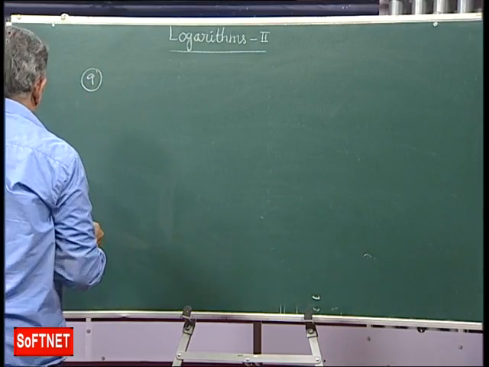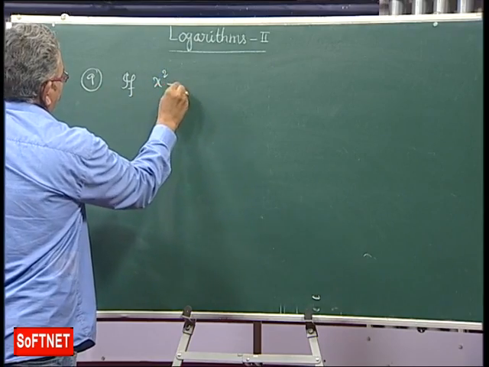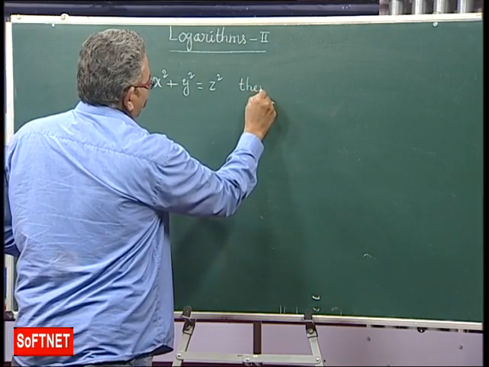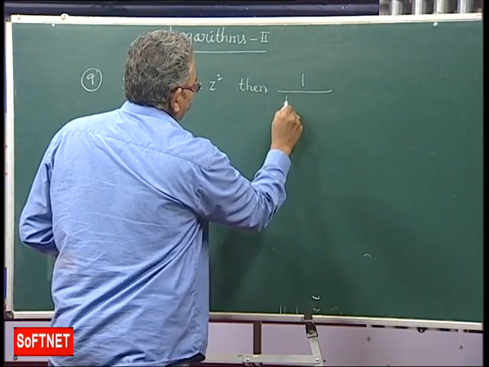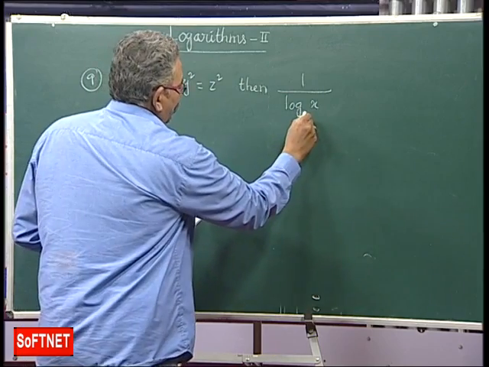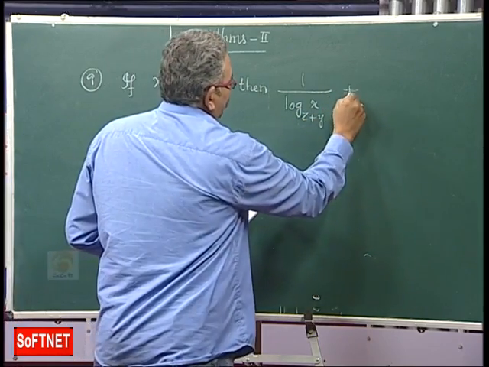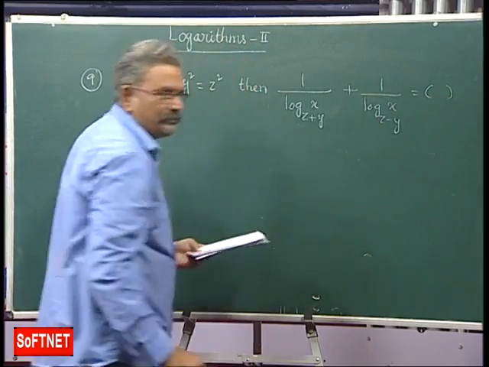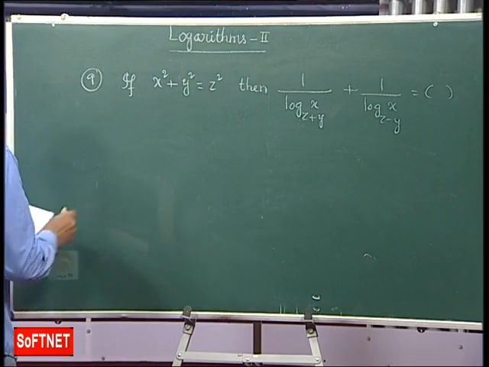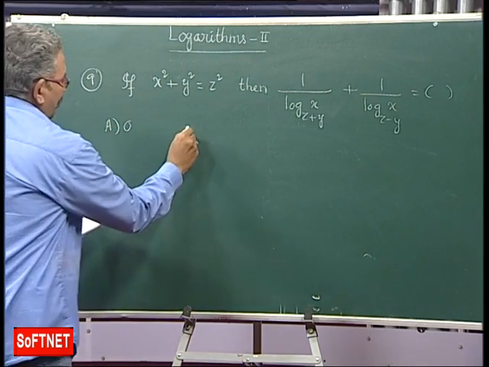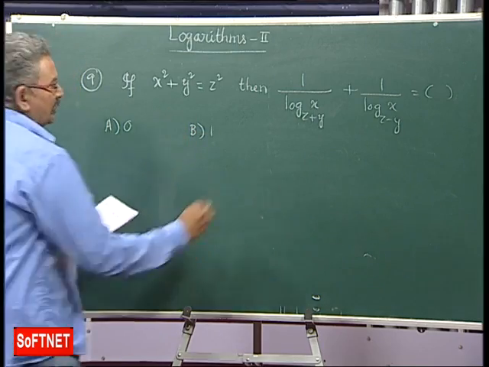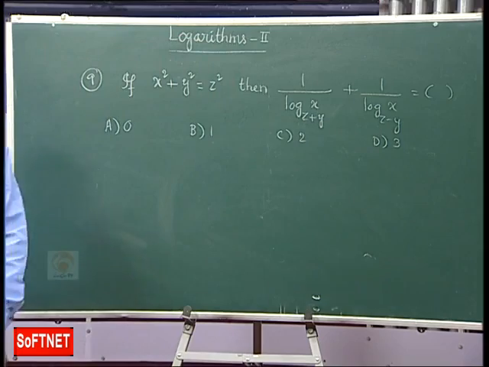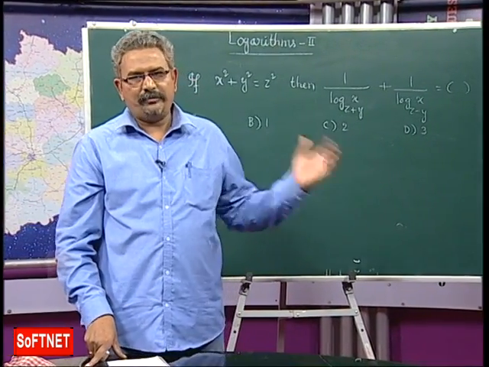Next problem. If x square plus y square is equal to z square, then 1 by log x base z plus y, plus 1 by log x base z minus y equals to. Now, A 0, B 1, C 2, D 3. See, this one also is an application problem only.